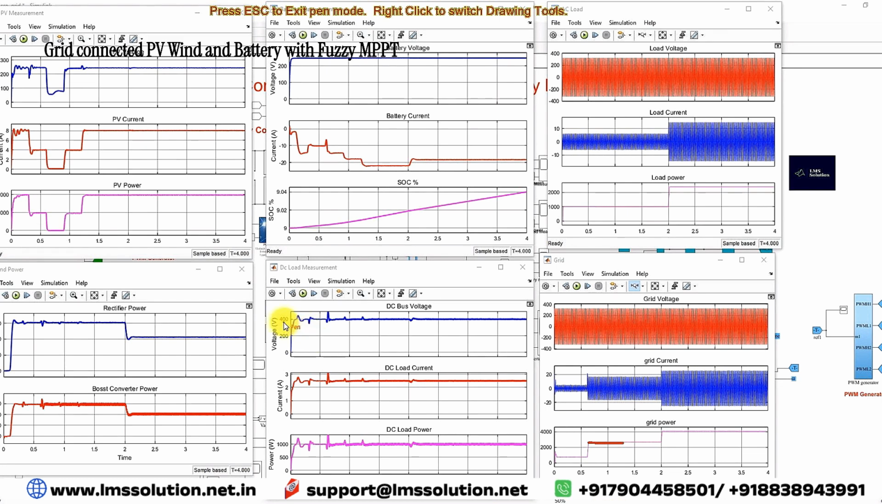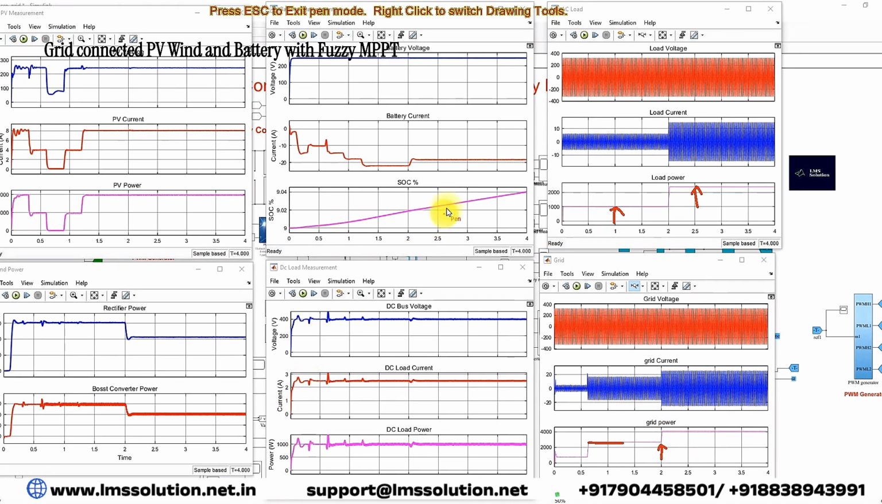Next, you have to see the change of rectifier power here at 2 seconds. This will also affect the battery current and battery charging. At 2 seconds, the grid power is increasing because we are increasing the AC load from 1000 watts to 2400 watts. To supply that 2400 watts, we are getting power from the grid alone because of this condition. That's why the grid power increased from 2400 to around 4100 watts.